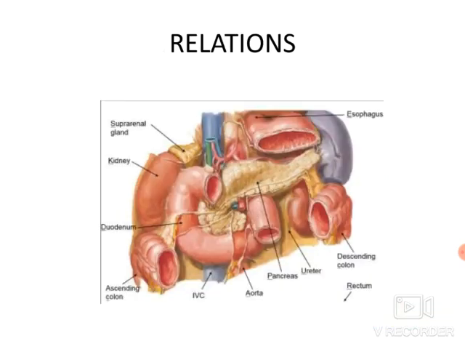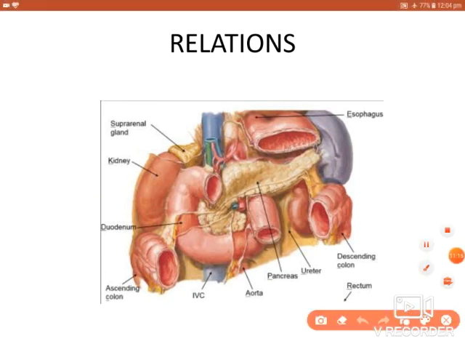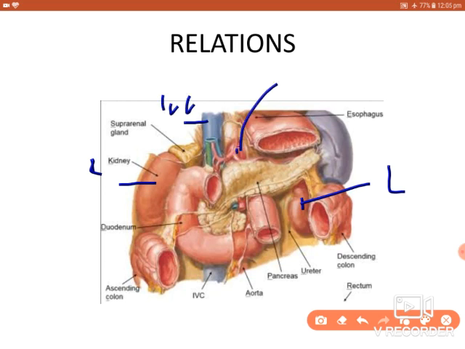Additionally, anteriorly, this is the right kidney, and here is part of the left kidney. This is the inferior vena cava, and here the abdominal aorta, with the celiac trunk. This is the duodenum: the first part, second part, third part, and fourth part. Then this continues as the jejunum.